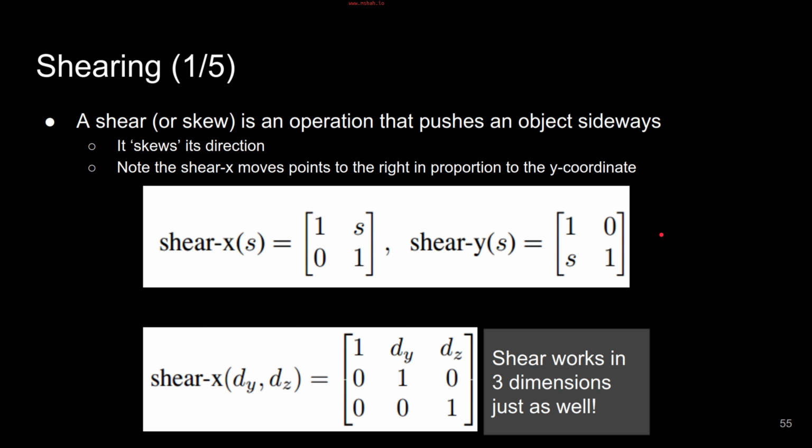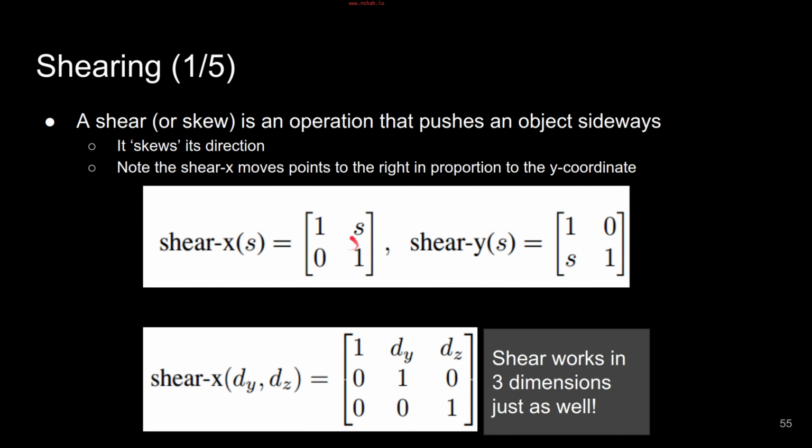Okay, some other transformations that we can do that are related that we didn't talk about are shear operations. So a shear or a skew is an operation that pushes an object sideways. Okay, it's skewing its direction. So note that this shear x moves points to the right in proportion to the y coordinate.